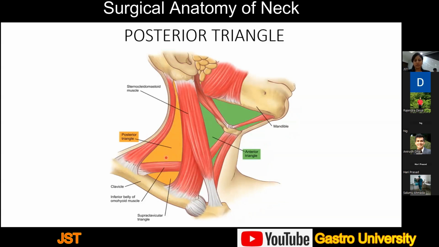Now let's talk about the posterior triangle. The posterior triangle is divided into 2 by the posterior belly of omohyoid. Now this is the occipital triangle and this is the supraclavicular triangle. The supraclavicular triangle has the brachial plexus along with subclavian artery and vein, and the occipital triangle has the transverse cervical artery, has cervical plexus branches, and a number of other structures.